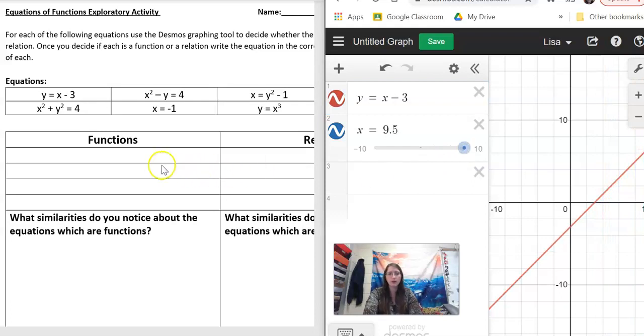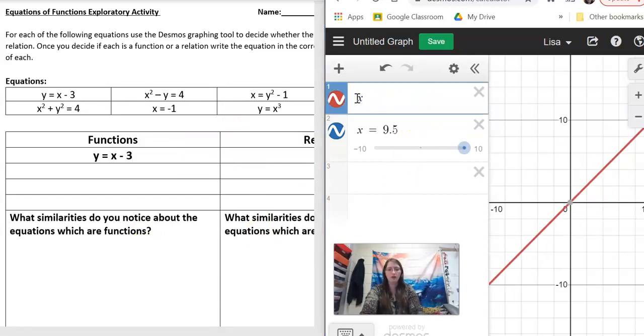So what I'm going to do is type that equation, or just copy and paste it, either way, into the function category here. All the ones on the left side here are going to be functions. You'll notice there are 8 equations. There are 4 that are functions and 4 that are relations. I'm going to do the same thing for every single one, just so we can review the graphs, and to show you how to do the squared.